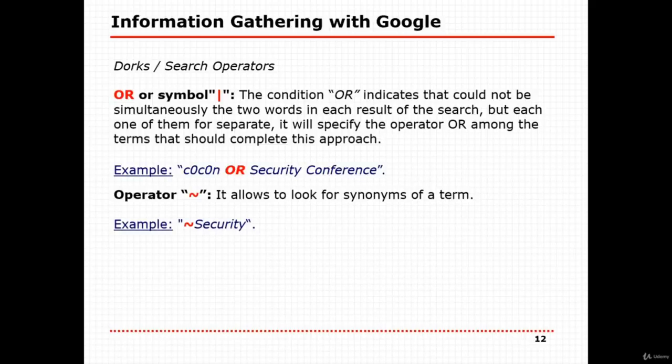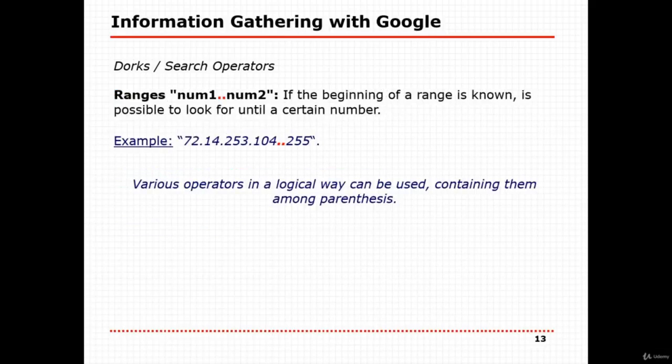The next operator is the tilde. It allows you to look for synonyms of a term, for example synonyms of security. Whatever synonyms there are for security, it will show you. Alright, number ranges. You just put a range in, or any IP address you are looking for, you just type it in there and you will get related IP addresses.